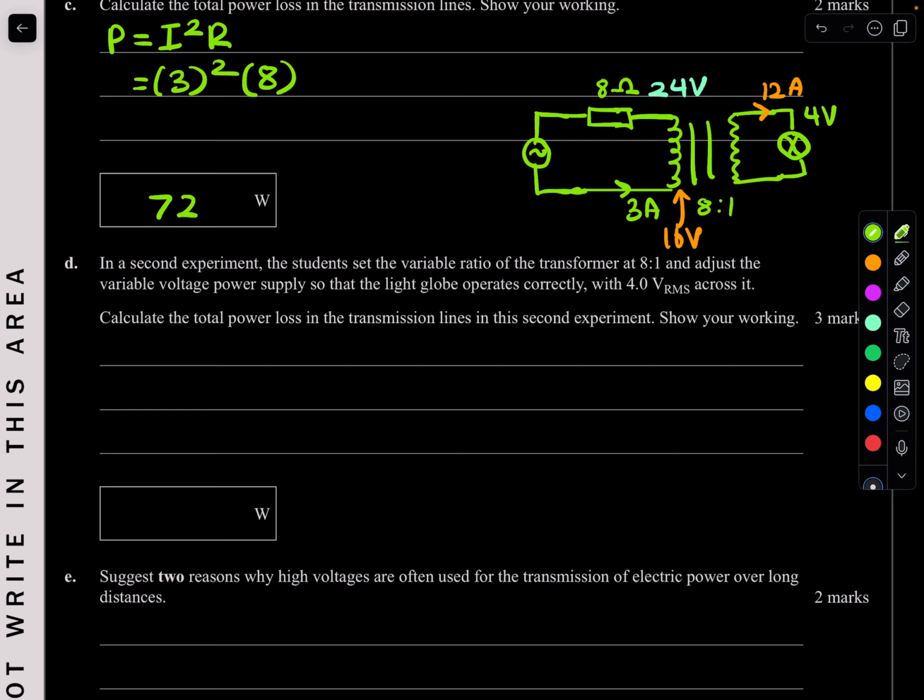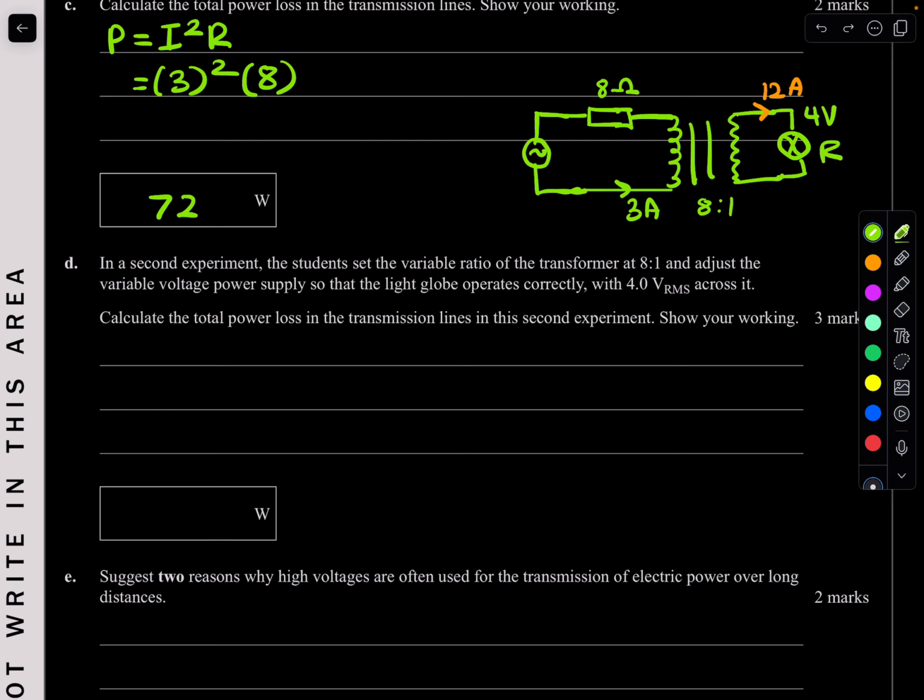Calculate the total power loss in the transmission lines in the second experiment. So, all right. I'm just going to rub out some of this stuff. These are going to be wrong, of course. We can't trust these anymore because now the power supply voltage is different. But actually, look at the current here. The current here will be the same, and here's why.